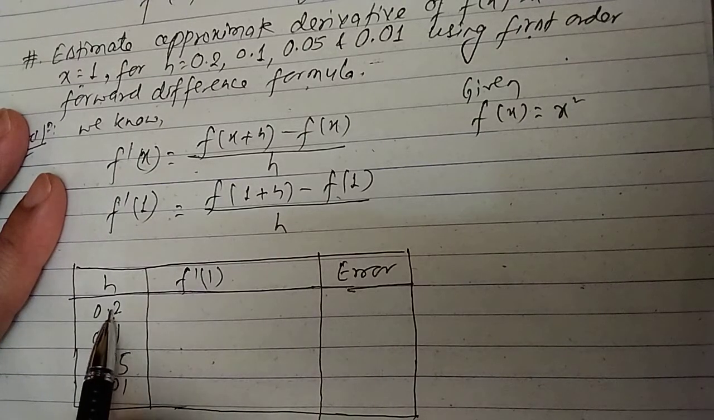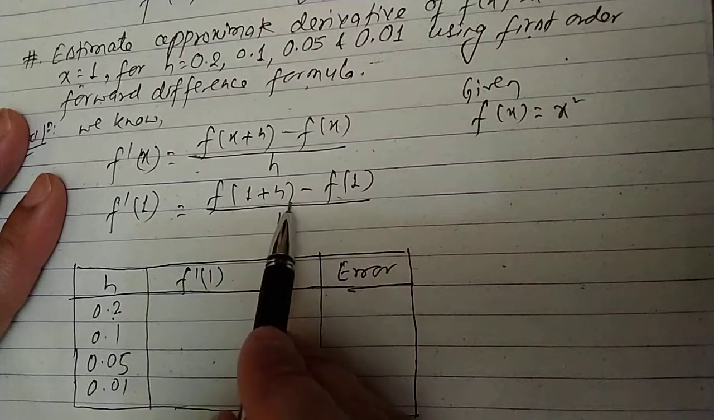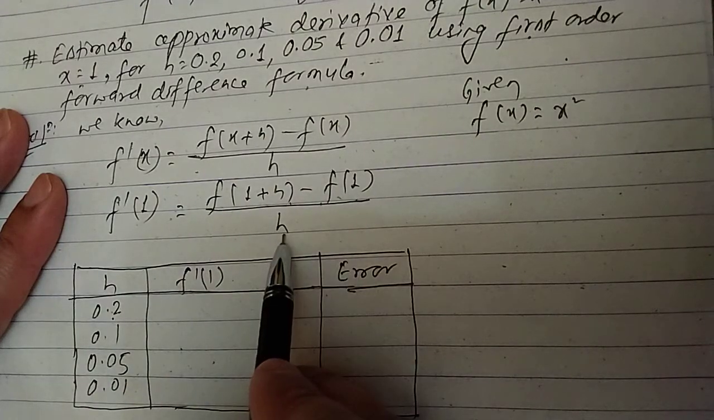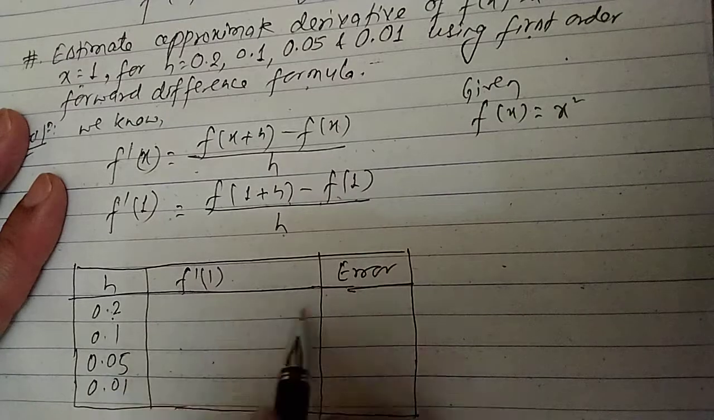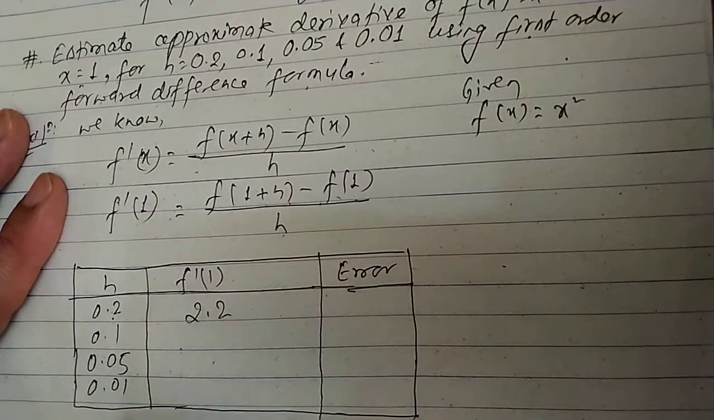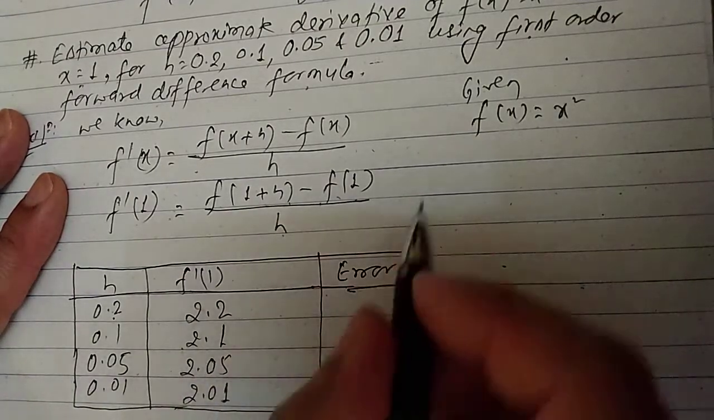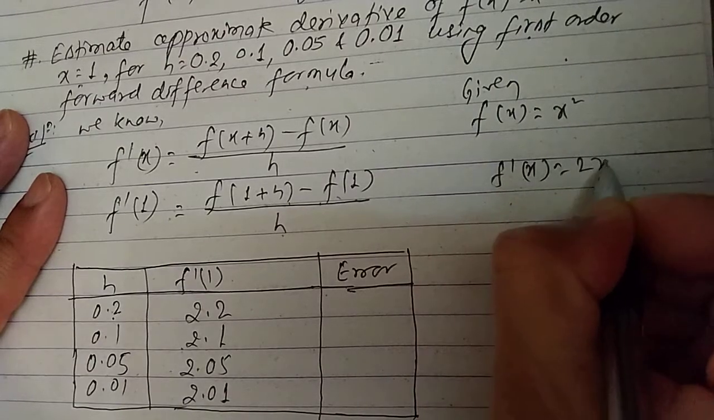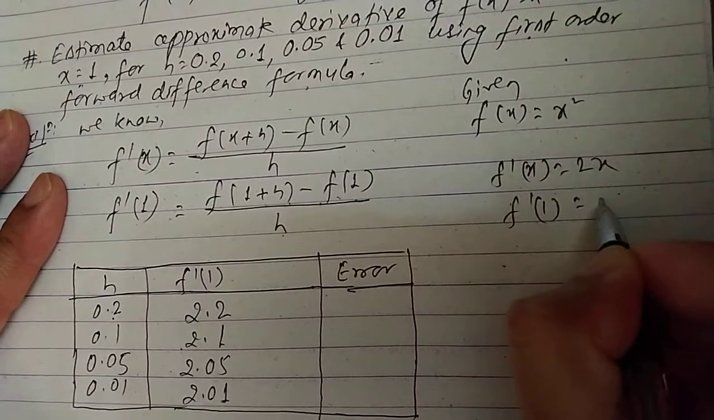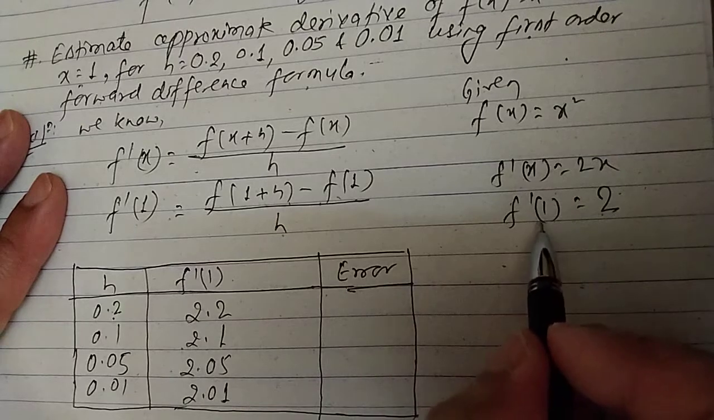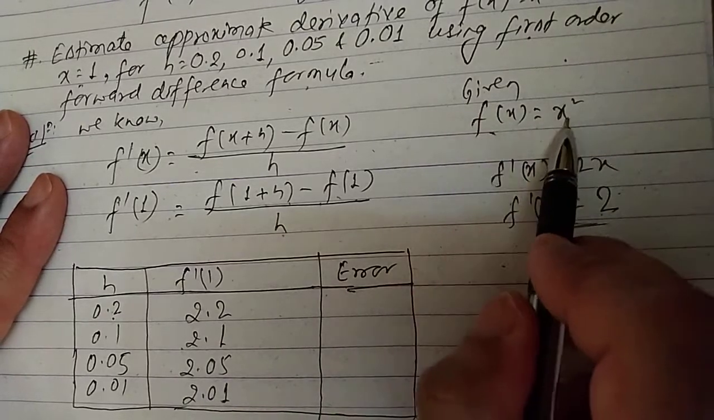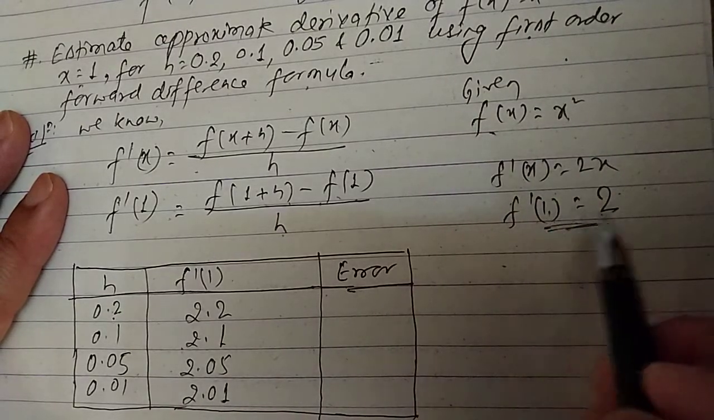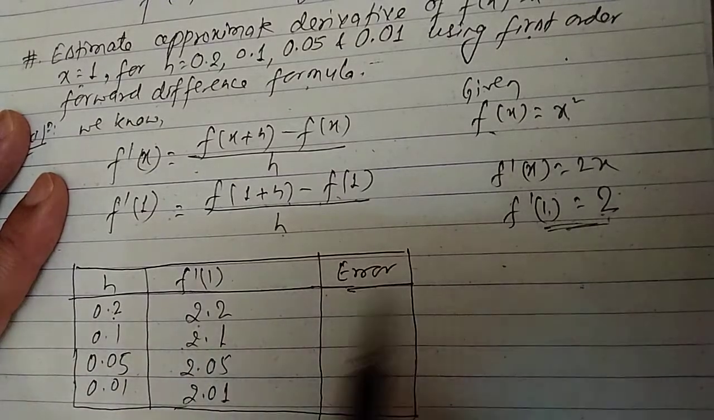So put here h equals 0.2. So f of 1.2 minus f of 1 divided by 0.2. Okay, we calculate it. It comes out to be 2.2. It comes out 2.1. It comes out 2.05. It comes out 2.01. For the exact value, f dash x will be 2x and f dash 1 will be what? 2. So this will be the exact value of the first derivative of x square at x equals 1, 2. So take the difference.